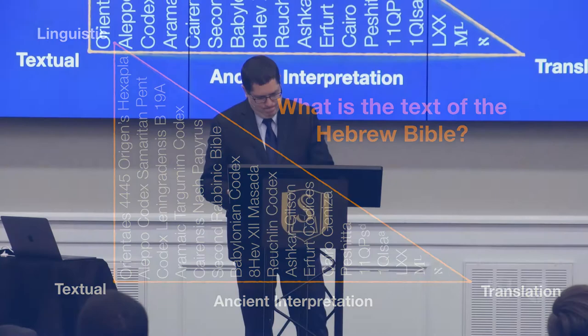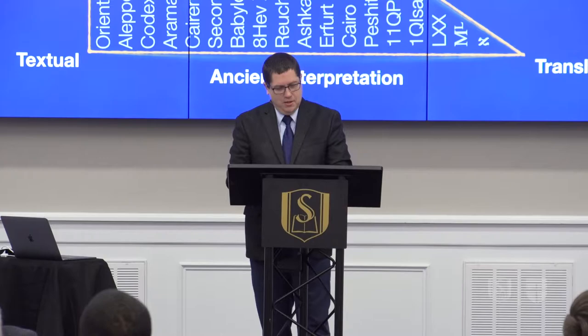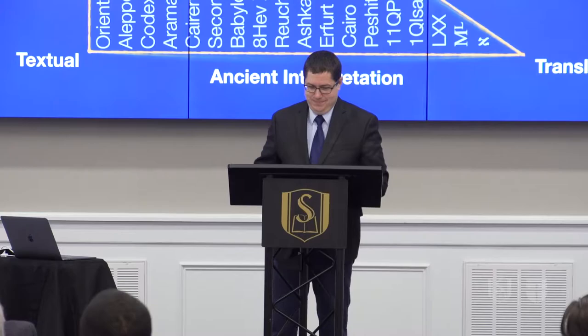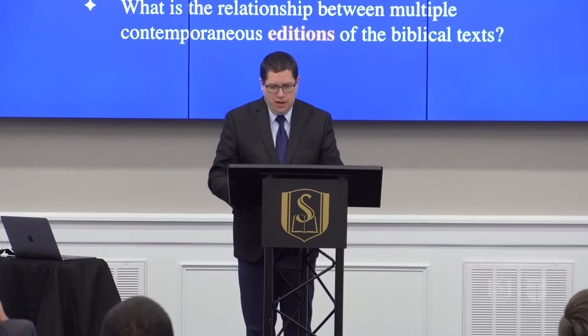While it's a modest question, the answer is definitely not clear-cut. And, like Alice's rabbit hole, in just a moment we might go down it, but never once considering how in the world we were to get out of it again. The central questions following these approaches are just this: how did ancient scribes collect, copy, and construct the biblical materials? And a second question: what is the relationship between multiple contemporaneous editions of those biblical materials? You can see how these questions overlap with many other areas I've outlined previously.